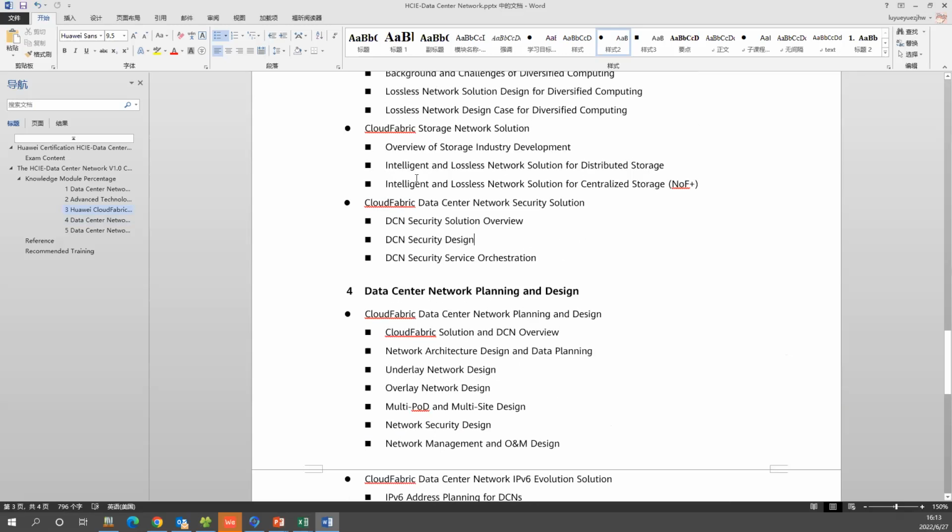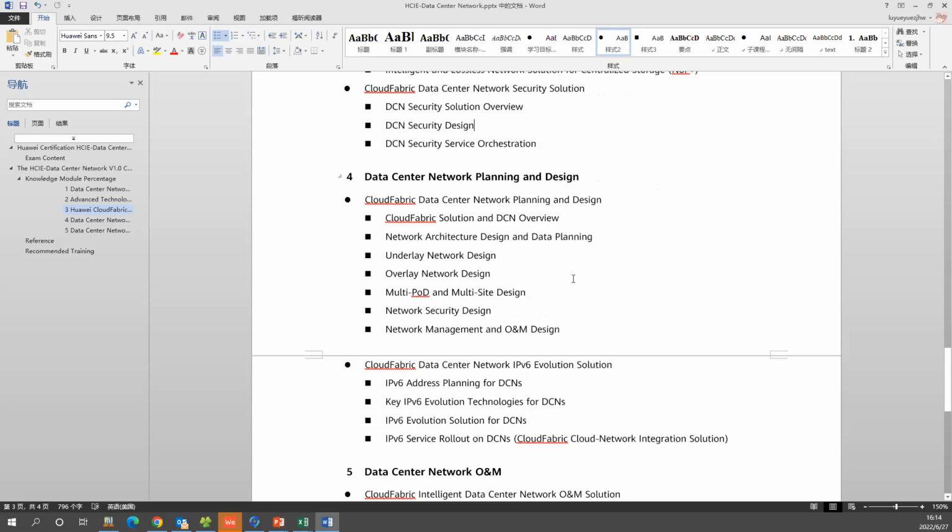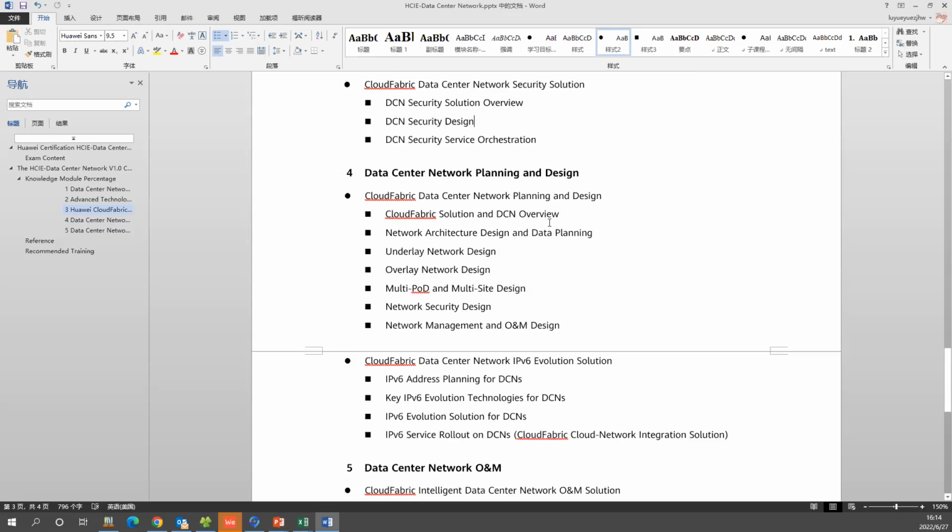And then after we learn all of the technologies and the solutions in different scenarios, we will talk about how to plan and design a typical DCN. Just follow these steps. First, you need to choose one solution, and then you need to think about your architecture and design the underlay, and then design the overlay, and then think about the security, and finally you need to think about the operation and the maintenance.